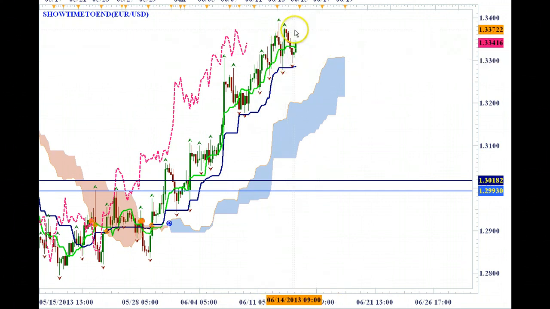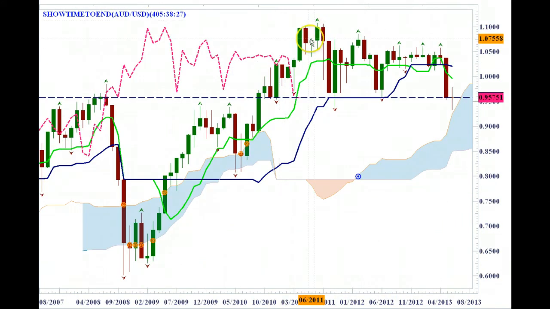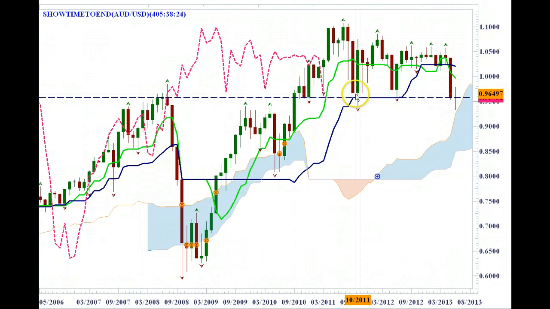So we want to wait for price to break this level. If it doesn't break that level, then we wait for the Kumo breakout on the other side. All right, so that's the euro dollar. I'm looking at the euro dollar as bullish and looking for it to run to those two areas that I told you. The Aussie dollar monthly time frame.